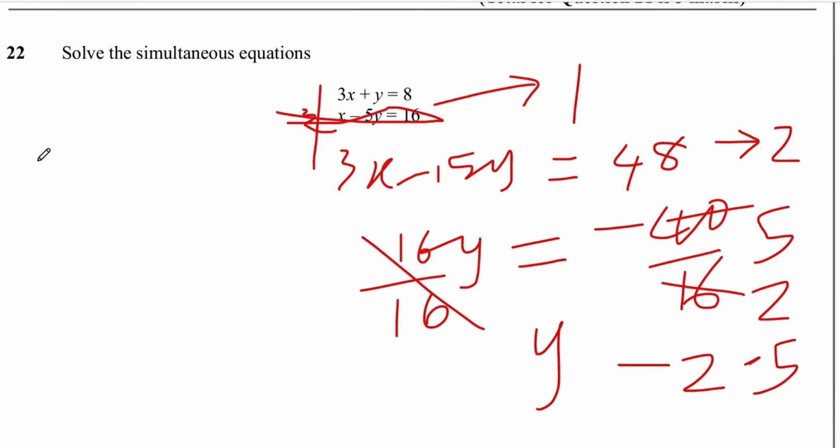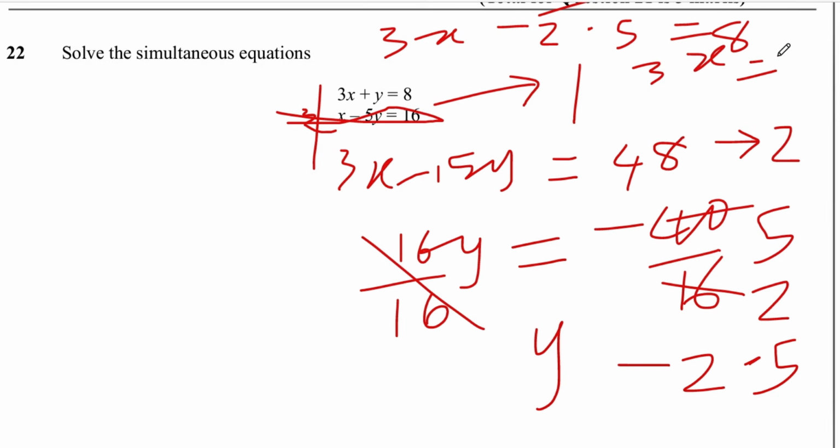You can go put it in to find x. So come back to equation 1. 3x plus negative 2.5. So 3x minus 2.5 is equal to 8. Negative goes to the right, becomes positive. So 3x is equal to 8 plus 2.5, which is 10.5. And 10.5, you divide both sides by 3, okay, which is 3.5. So x is 3.5 and y is negative 2.5.